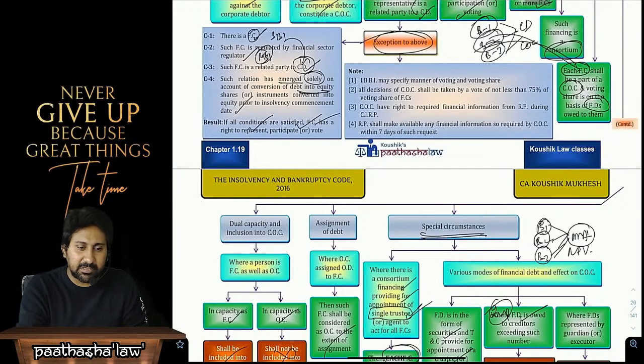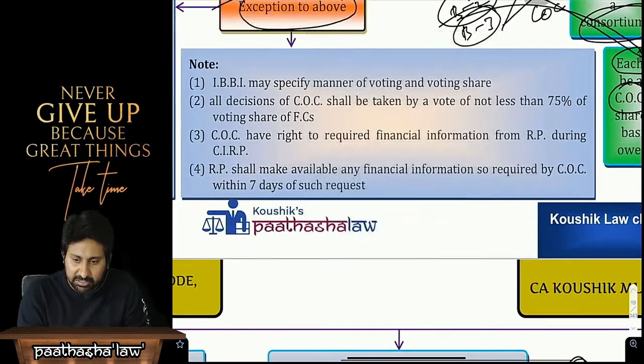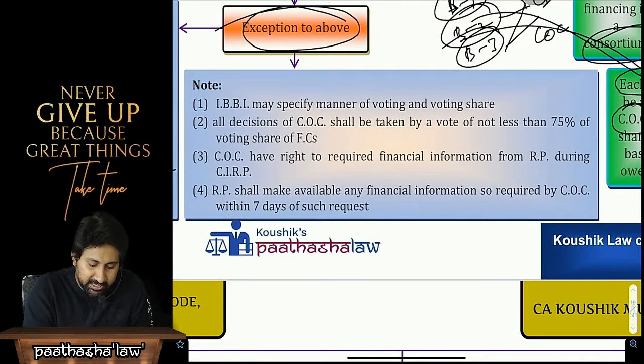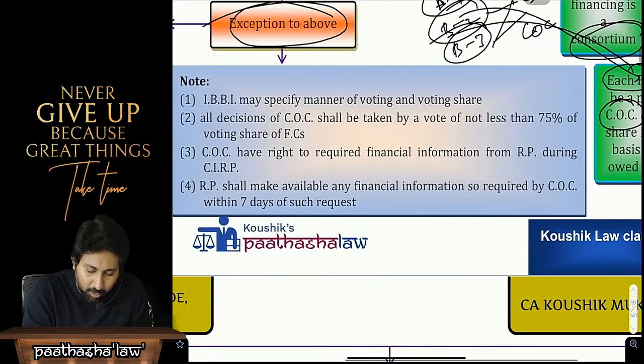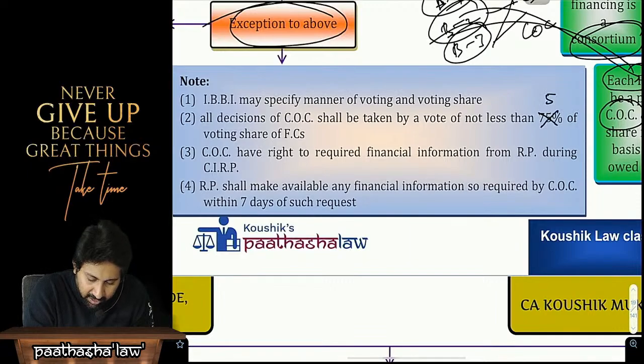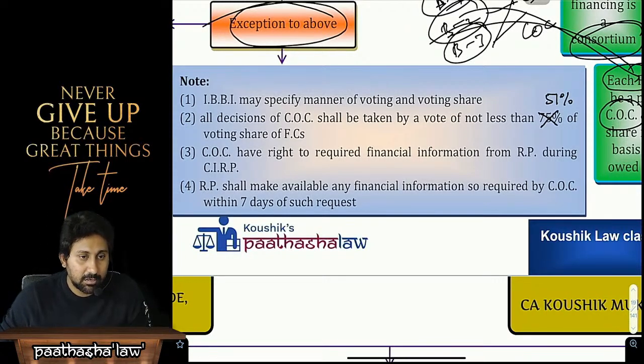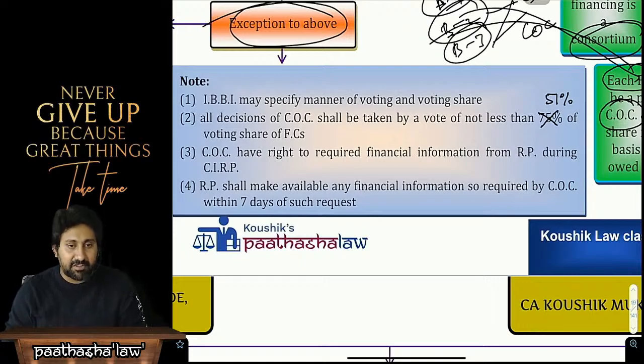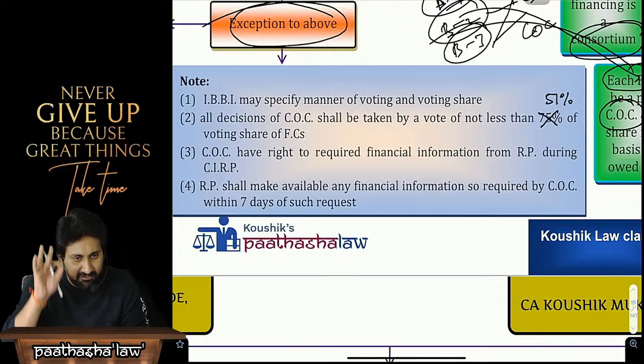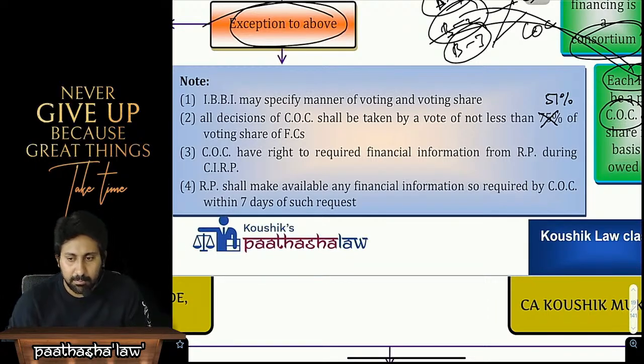But one small change you need to make, sir. All decisions taken by COC shall be taken by vote of 75. This is a wrong one. It is 51. Not 66, 51. Generally, the Committee of Creditors shall take decisions by 51%. If 66 is said, follow 66. If 90 is said, follow 90. If nothing is said, only for the Committee of Creditors, it is 51. Please make a change. By mistake, it was there.